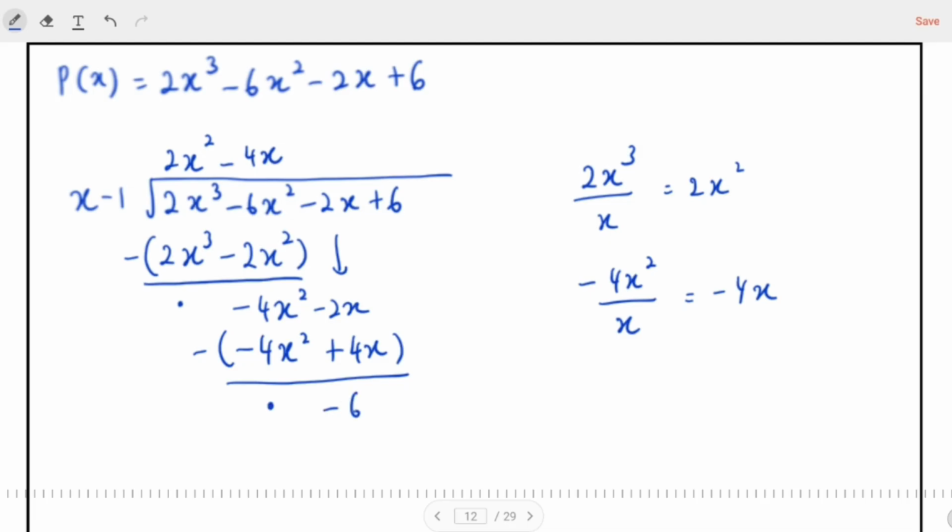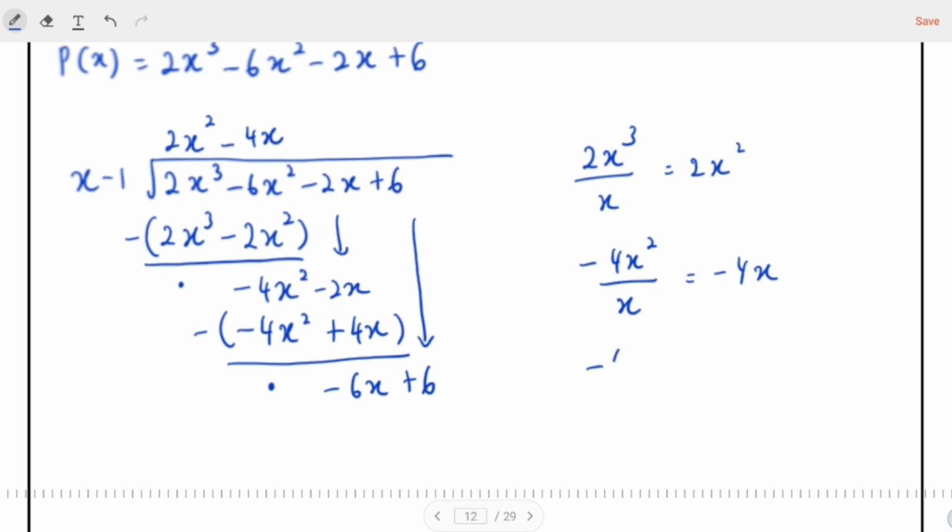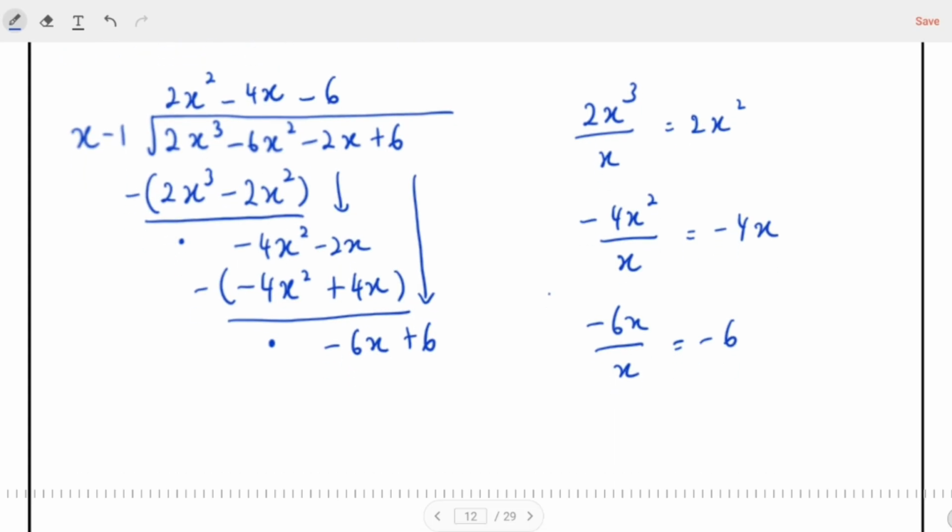0, then negative 6x. Bring down 6, and then what multiplied with x will give us negative 6x? We could just divide negative 6x by x, which is negative 6. So we put negative 6 here. Negative 6 multiplied with x, we would have negative 6x. Negative 6 multiplied with negative 1, it is positive 6. Subtract, and we get no remainder.